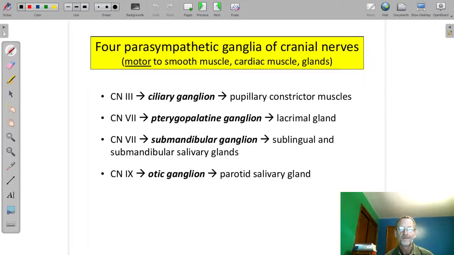Hi again. Let's talk about the parasympathetic ganglia. There are four ganglia that you need to be familiar with. These are ganglia of parasympathetic pathways. So you know that there have to be two neurons in the pathway and that they synapse in the ganglion. So here are the four on the slide.